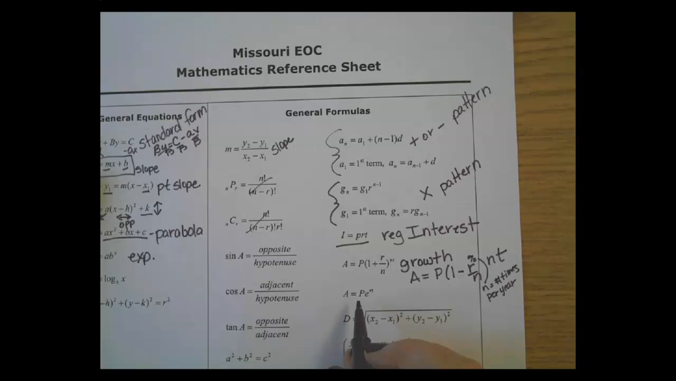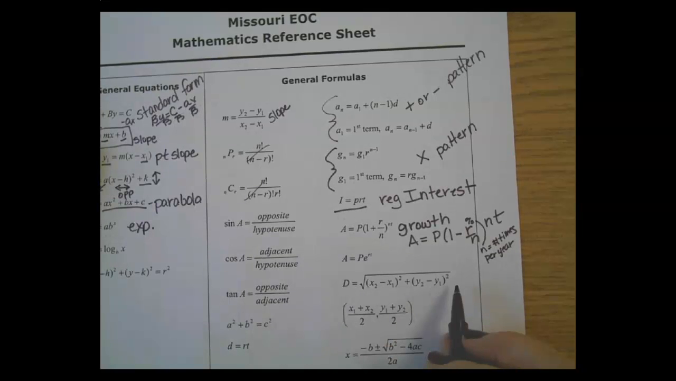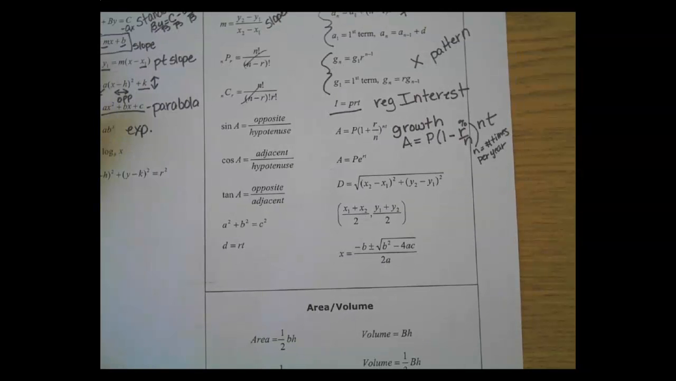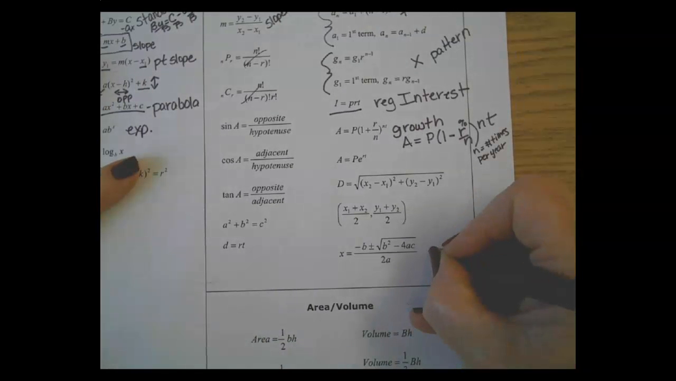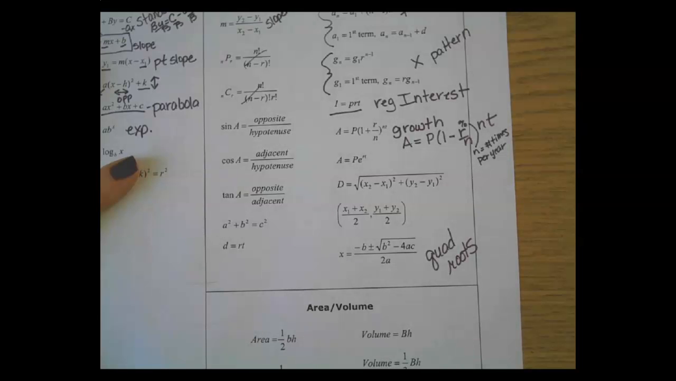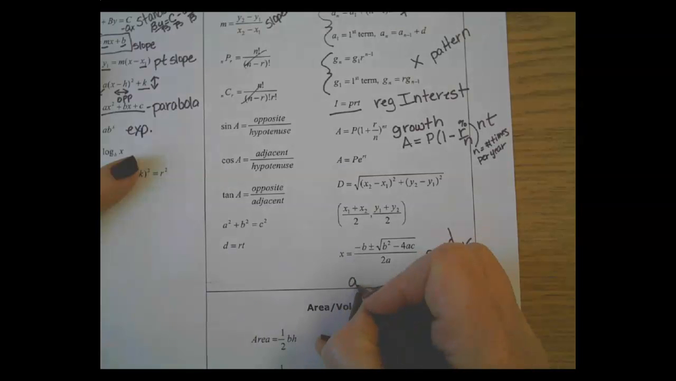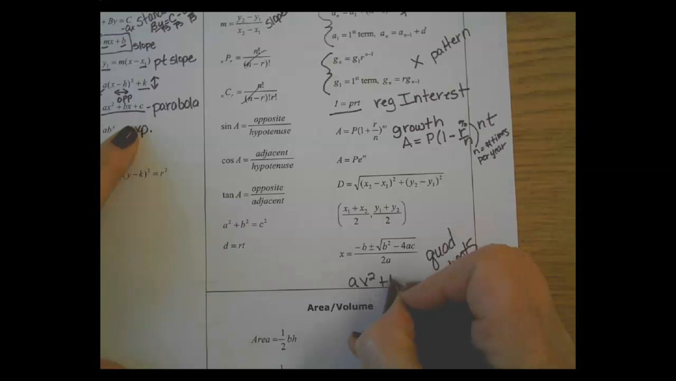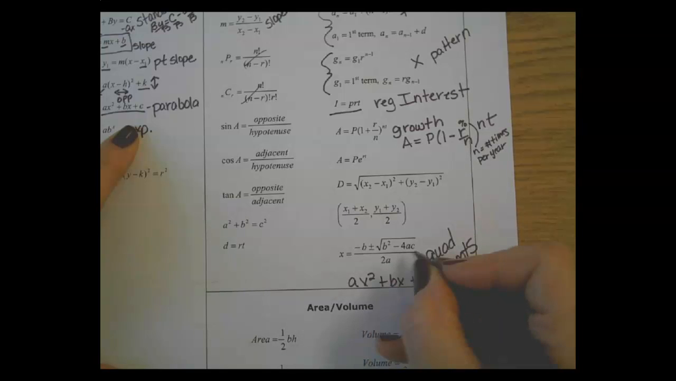We don't do this one. This one you don't really do either. It's your distance formula. This is midpoint, so you don't do that one. You'll use both of these next year. This one was the quadratic formula to find your roots. Remember, the roots are where they intersect the x-axis. So remember, it's ax squared. It's in that parabola plus bx plus c, and then you substitute those values in.